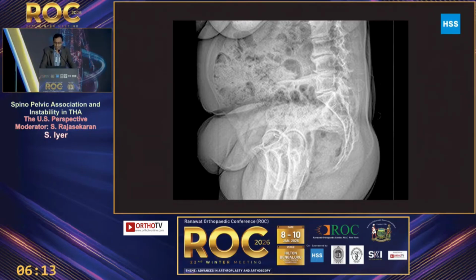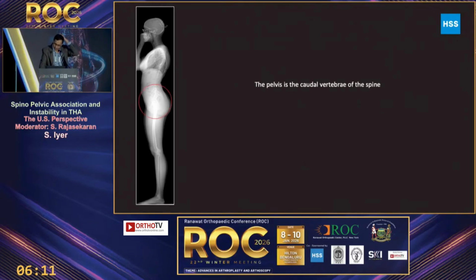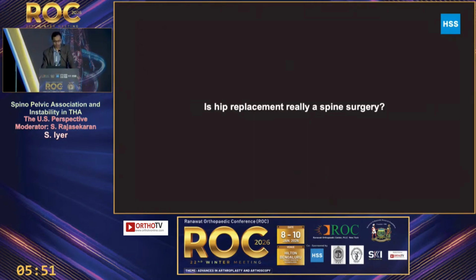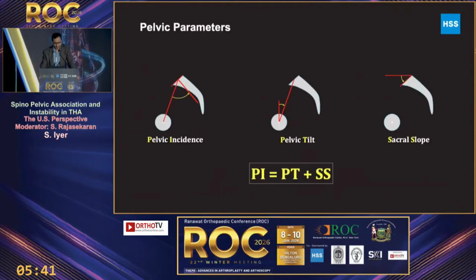And I think the key concept that I want to impart really with the talk is that it's important to think of the pelvis as the caudal vertebrae of the spine, because that's really how it works. It's the link between the lower extremities and the spine, and is a very powerful regulator of alignment because of that role. And I think for some of you, I'm going to sort of pose this as an existential question. Is hip replacement really a spine surgery? Because I think as we go through the role of the pelvis in alignment, there's a case to be made potentially for that.